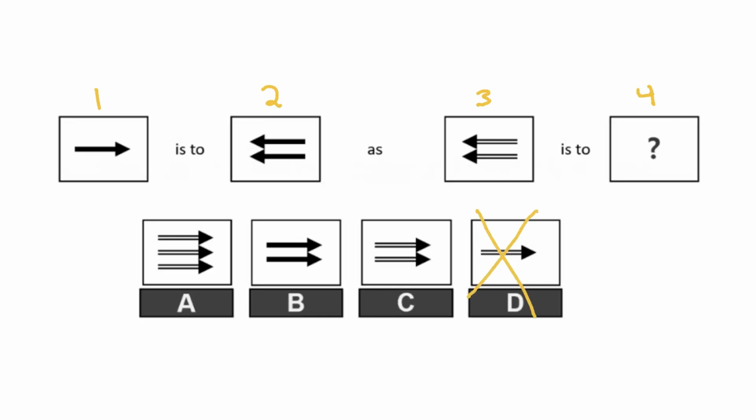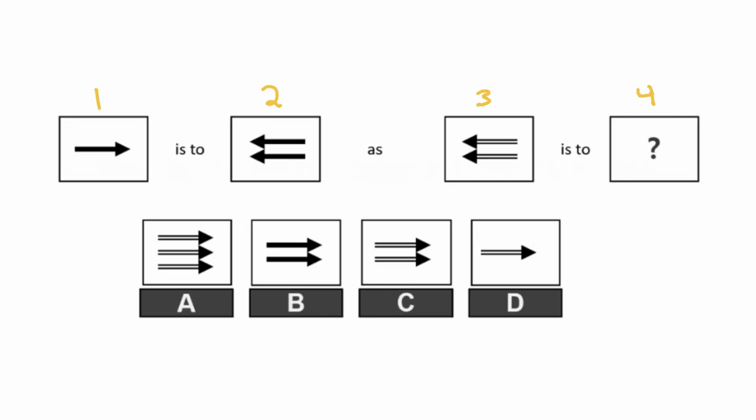This is the failure. It's the 2 is to 1 as 3 is to 4 failure. So in reality, if you maintain the order of the analogy, you could define it as 2 includes one more arrow than 1 and is rotated 180 degrees. And therefore, 4 should include one more arrow than 3 and rotate 180 degrees. And that's what we see in A, and that's how we know this is our correct answer.